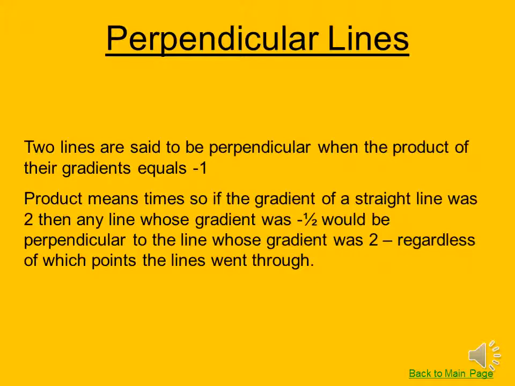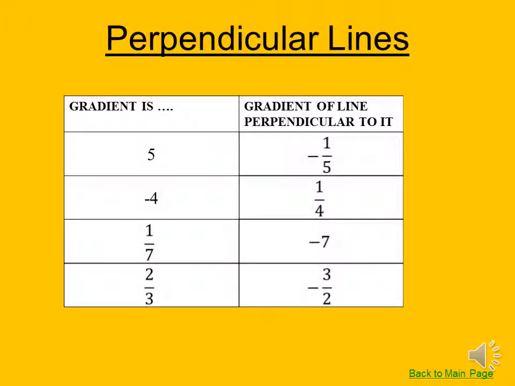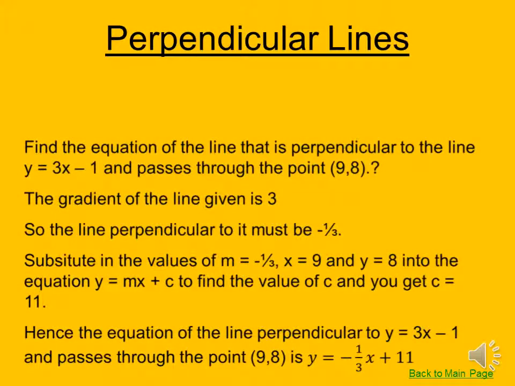Here is a table which shows the gradient of one line and the gradient of the other line to make both the lines perpendicular. Can you see a pattern? Just check that I've got the right answers. Finally, I'm looking to find the equation of a line that's perpendicular to the line y is equal to 3x minus 1 and passes through the point 9, 8. The gradient of the line that's given is 3, so the line that's perpendicular to it must be -1/3.